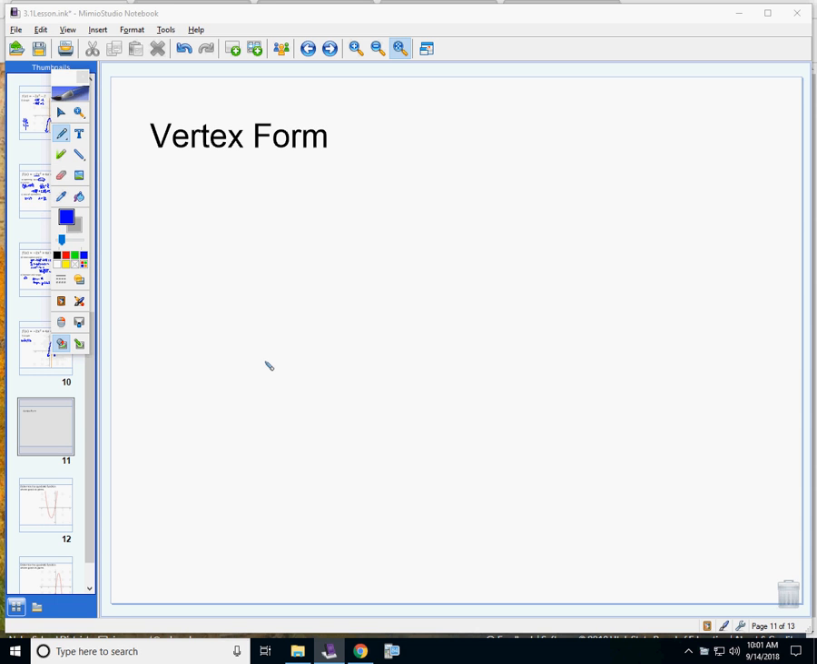Alright, now we're going to talk about the vertex form for parabolas or quadratics. Vertex form, you have y equals a multiplier times the quantity x minus h squared plus k. H and k are the vertex for your parabola. So once we know h and k, we can plug them in, and then we just have to figure out what the multiplier is. So let me show you how that works.